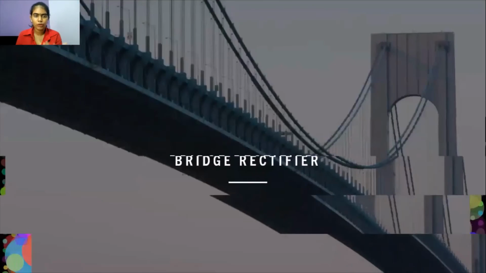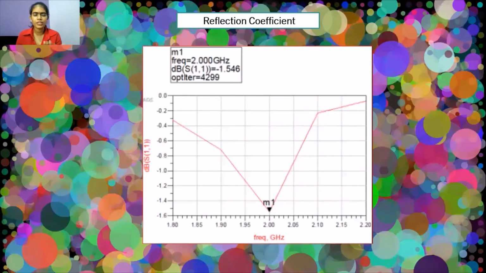Next, the result of the bridge rectifier. Reflection coefficient is actually regarding the resistor. It resonates at 2 GHz with the input of 50 ohm.